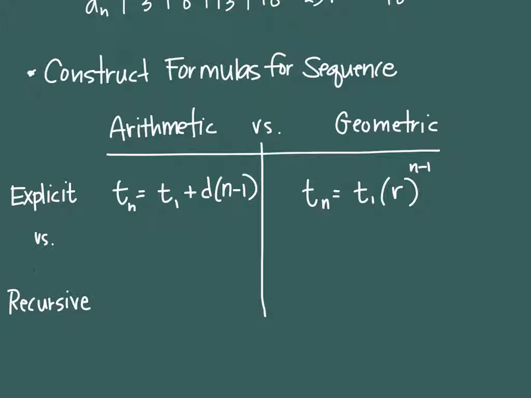A recursive one is a sub n. That would be a sub n minus 1, that would be the previous term plus the difference. And that would work all the way through that sequence. Whatever the previous term was, add the difference to it. And then find the previous term to that, add the difference. And you work your way through. Geometric, a sub n equals the previous term, a sub n minus 1, multiplied by the common ratio, that multiplier.